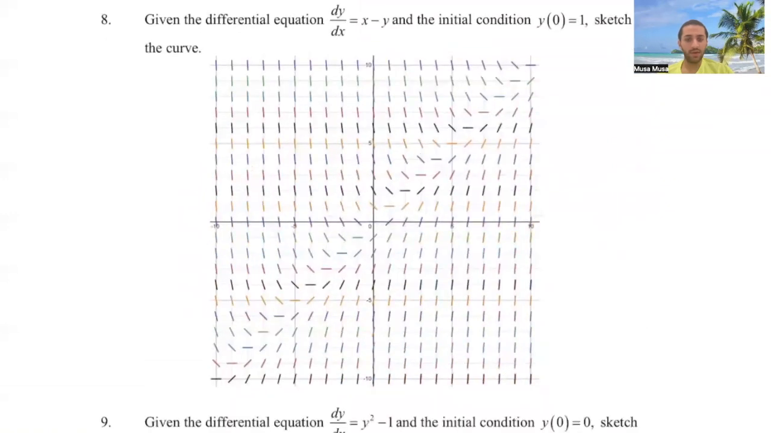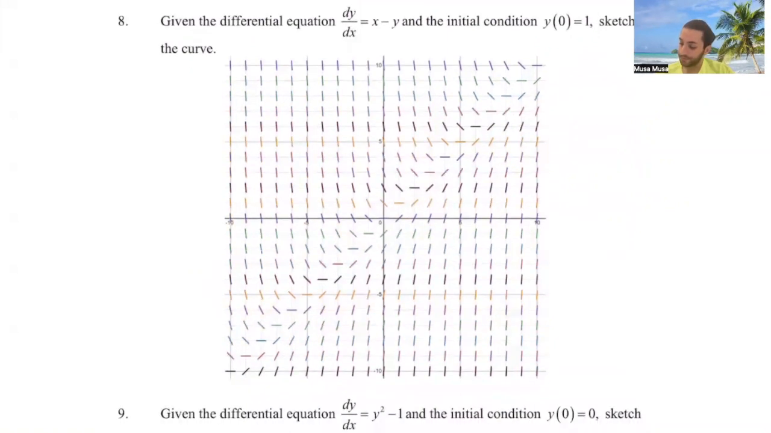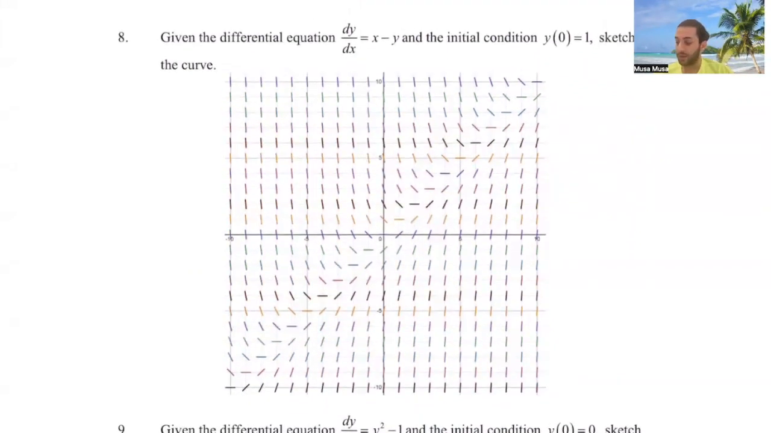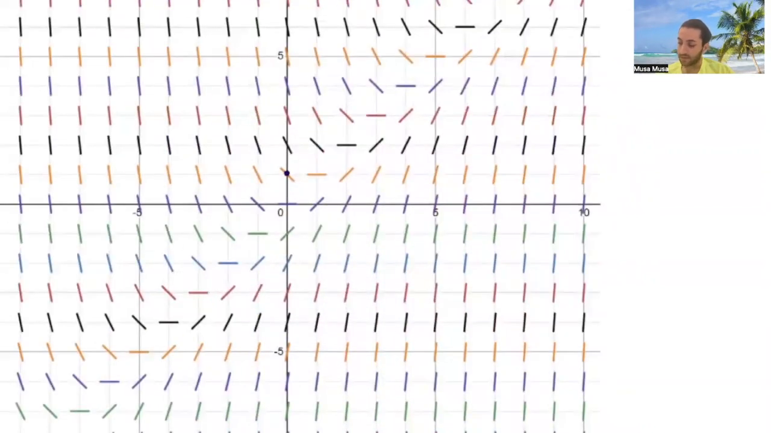All right. Okay, this is a question that we have to learn how to do. So given the differential equation dy dx equals x minus y and the initial condition y of 0 equals 1, sketch the curve. Okay. So we have to somehow come up with a curve to solve dy dx equals x minus y. And it has to go through the point 0, 1. So let's first put in 0, 1 here. Actually, let's put it in pink.